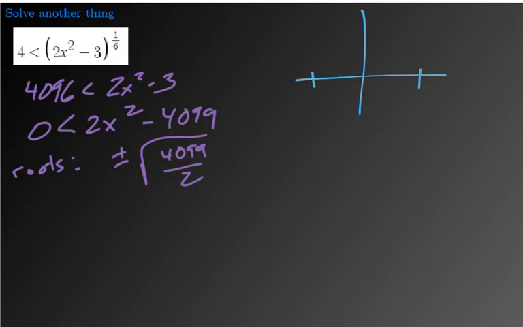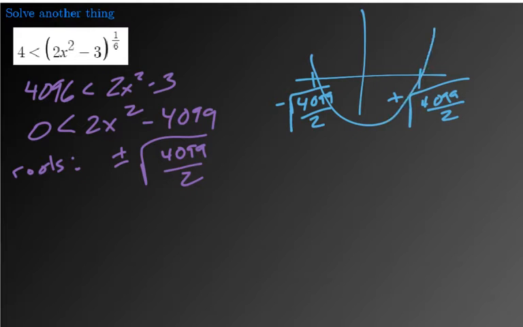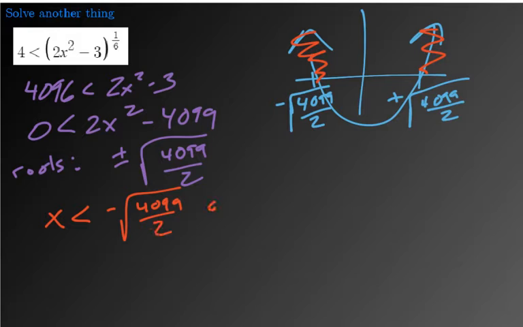If you think about the picture here, we got the minus root 4,099 over 2, and then you get the plus root 4,099 over 2, something like that. We're looking for when is that quadratic bigger than 0, right? So we're looking for this chunk and this chunk. So it's one of those split cases. You're going to get an OR. So x is less than the negative square root of 4,099 over 2, or x is bigger than the positive square root of 4,099 over 2. And that is halfway done with the problem.